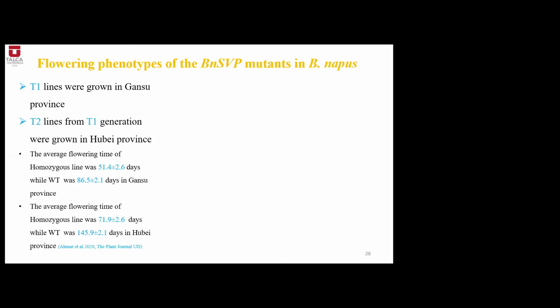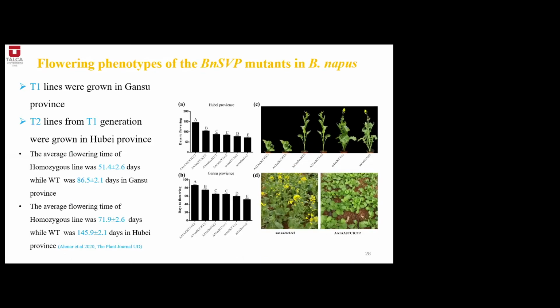After that, we observed the phenotypic analysis: when we knock out the single, double, triple, and quadruple mutant plants, what is the phenotypic observation in these mutant types? We chose two environments. One is Guangzhou province, which has a short photoperiod, and the other is Hubei province, which has a long photoperiod. We compared the wild type with the mutant type in Guangzhou province.